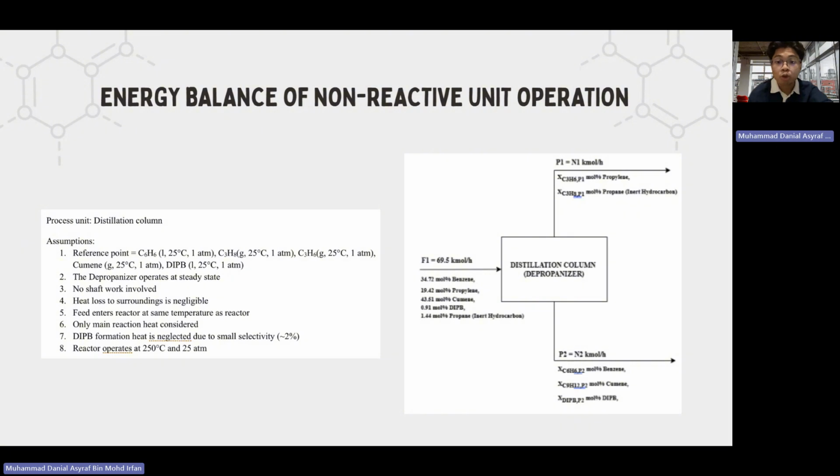So the reactor is assumed to operate at 250 degrees Celsius and 25 atmospheres pressure, which are typical industrial conditions for the cumene alkylation process. So based on this assumption, the overall energy balance is simplified to the sum of the enthalpy of the inlet streams being equal to the sum of the enthalpy of the outlet streams, together with the heat generated or removed from the system. This approach allows us to determine the heat duty required for the process, which is important for designing the heating and cooling requirements of the plant.